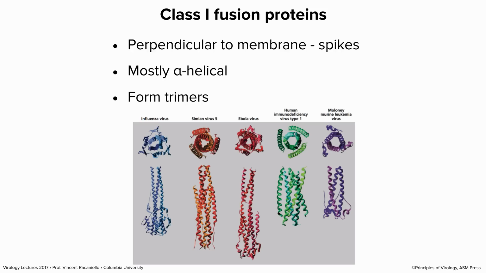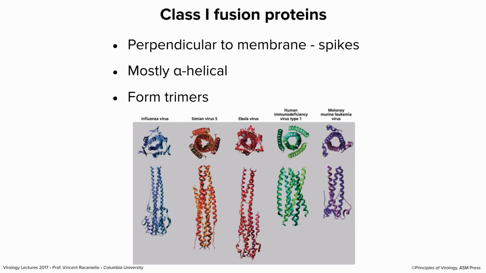This is a type of fusion protein found in many different viruses. We call it a class 1 fusion protein. Here it is from influenza virus on the left, but you can see other viruses: simian virus 5, Ebolavirus, HIV, a retrovirus called Moloney murine leukemia virus. These all form trimers. They are mostly alpha helical, as you can see by these structures, and they're perpendicular to the virus membrane. And that's why they look like spikes if you look at these proteins in the electron micrograph.